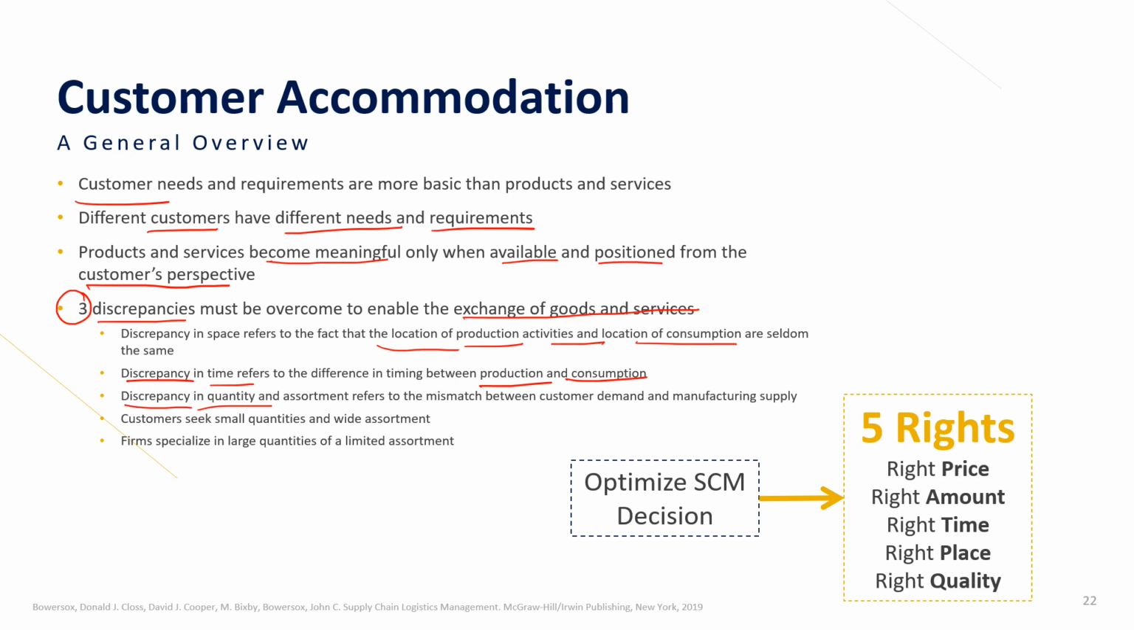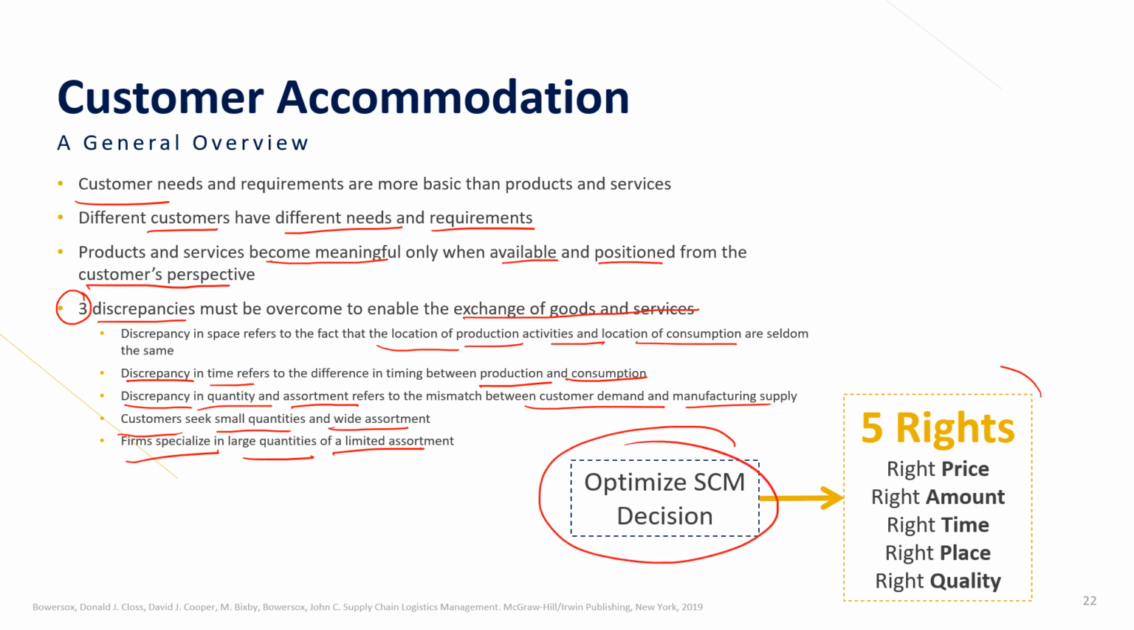The discrepancy about quantity and assortment refers to a mismatch between the demand and the supply. It can be oversupply, or not enough supply, or being unable to fulfill all the demand. Normally customers seek small quantities but wide variety. Meanwhile, a specialized firm, if it wants to produce efficiently, needs to produce in large quantities but with a limited number of variations. So at the end of the day, having an optimized supply chain decision is very difficult because a lot of things need to be done right: the correct price, correct amount, correct time, correct place, and correct quality.